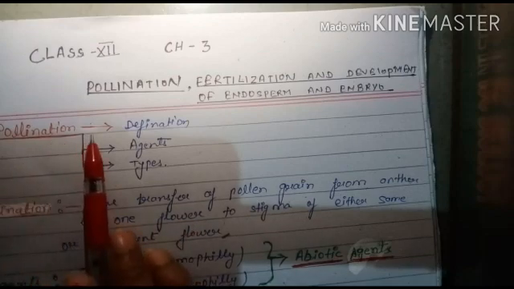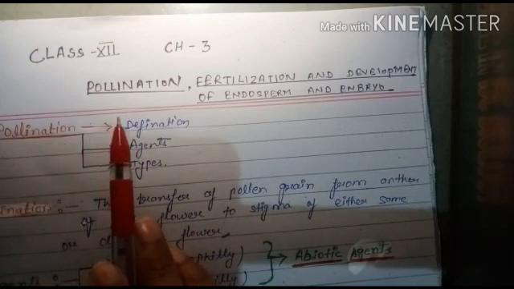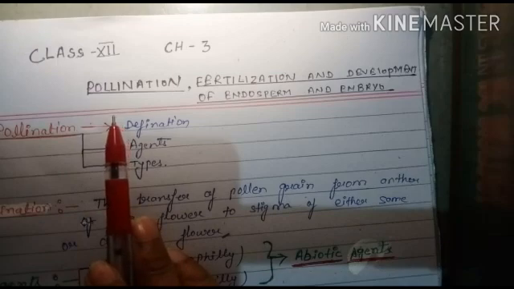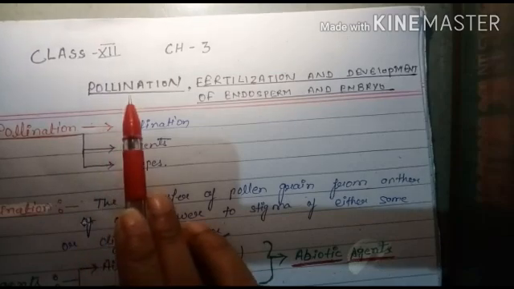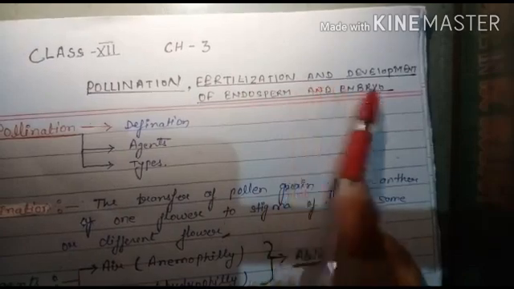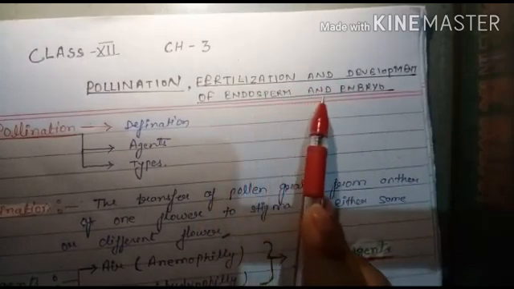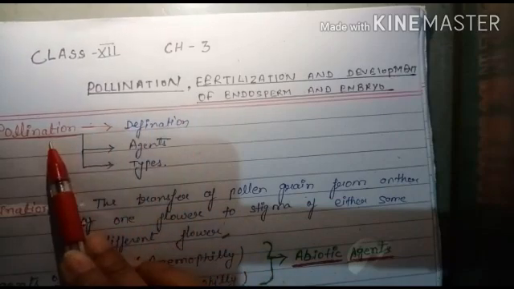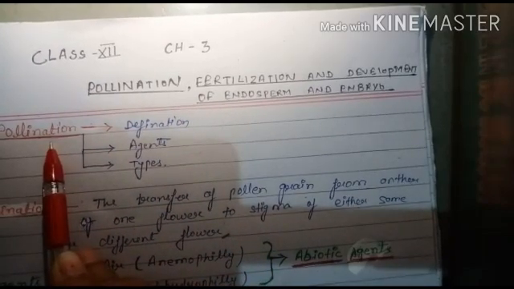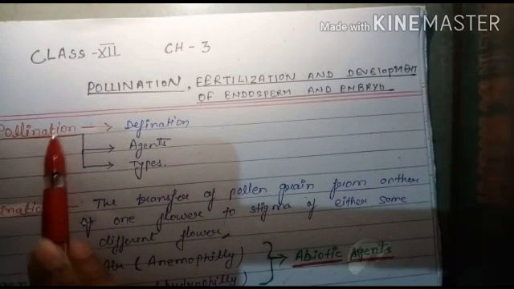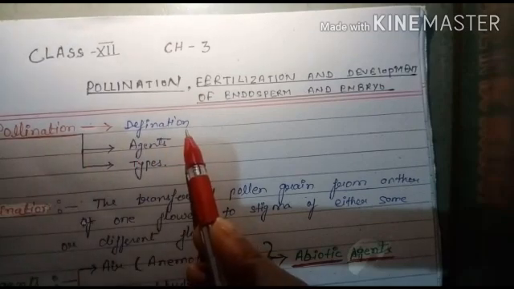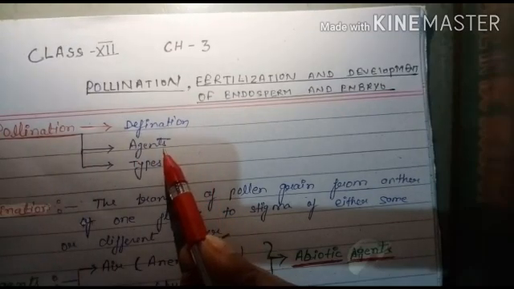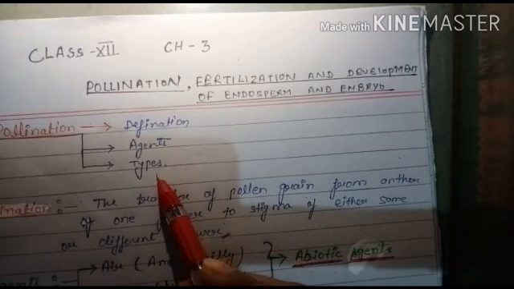Hello students, today I start 12th class botany chapter 3. The name of the chapter is pollination, fertilization and development of endosperm and embryo. So in this video I will cover the topic pollination. In this topic I will discuss its definition, its different agents and its types.